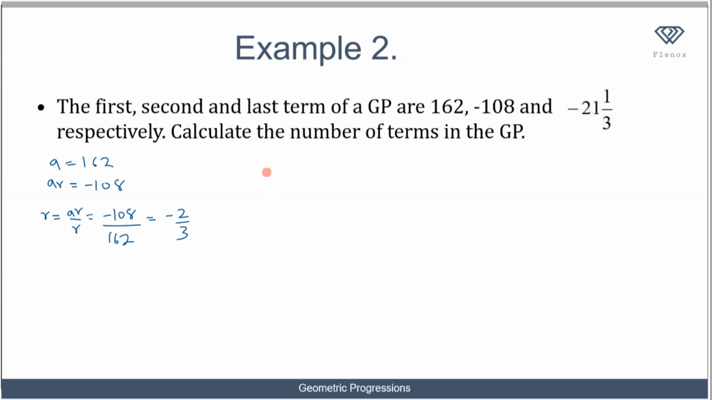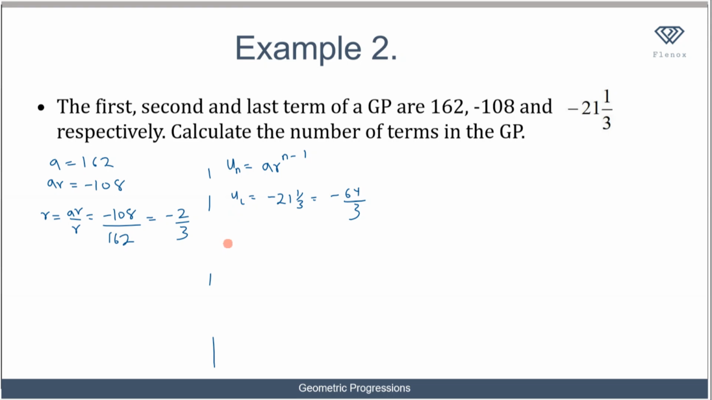Now, what is the formula for calculating the nth term of a GP? The nth term of a GP, un, is given by ar raised to power n minus 1. Now, we are told that the last term is equal to minus 21 and 1 over 3. We can change this to an improper fraction: 21 times 3 is 63, plus 1 is 64. That will be minus 64 over 3. So we can substitute what we know into this equation and get the value of n.